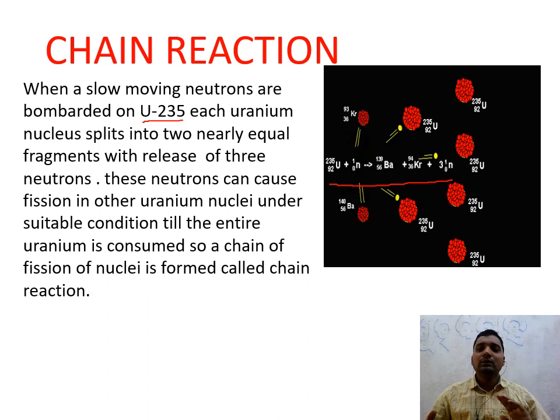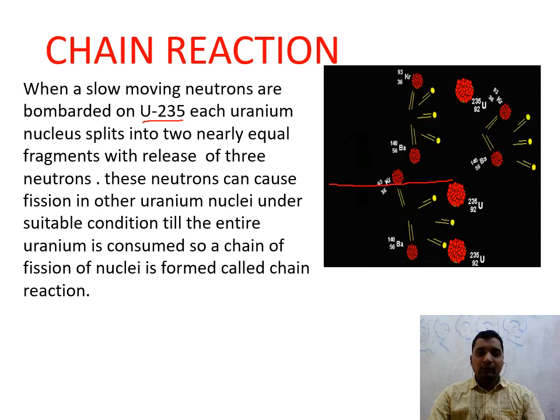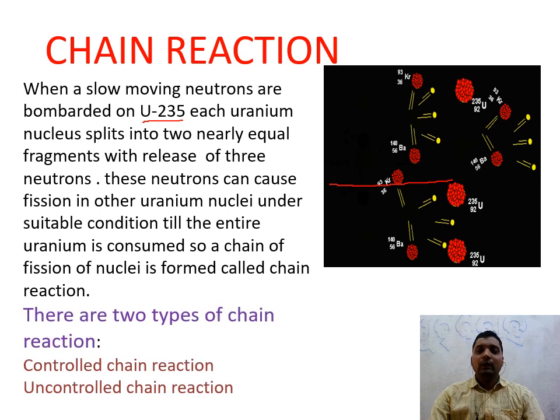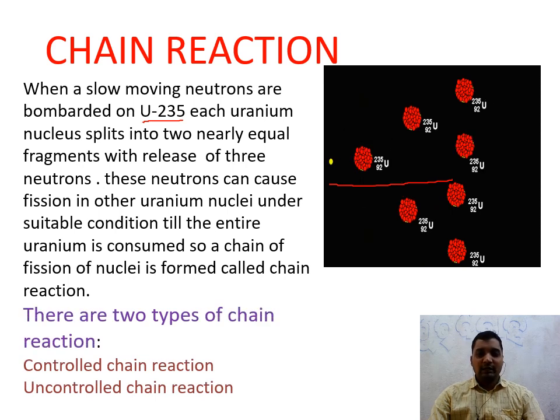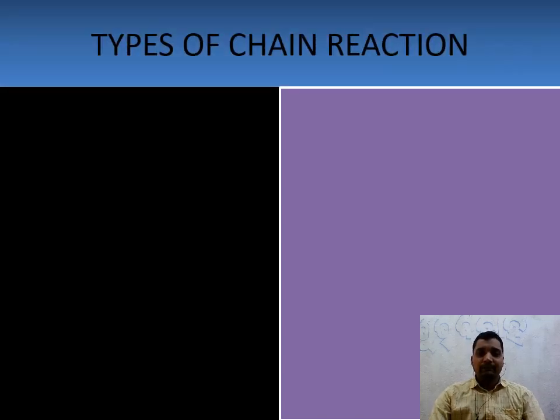This chain reaction can be controlled or uncontrolled. So the chain reaction has two types: one is the controlled chain reaction, the other is the uncontrolled chain reaction. Here are the types of chain reaction.